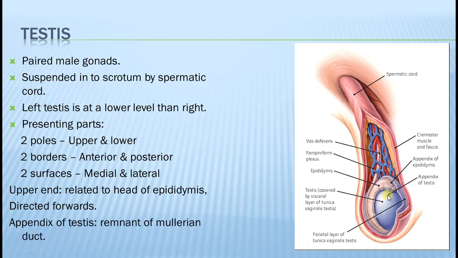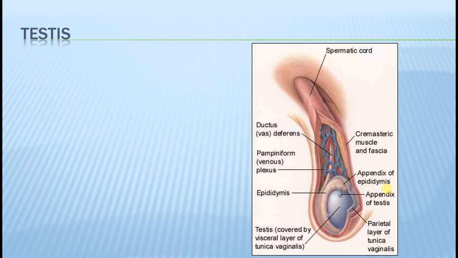Okay. So the appendix of testis is a remnant of Mullerian duct. Mullerian duct is nothing but the paramesonephric duct, which is responsible for the formation of the female genital tract. So upper pole related to the head of the epididymis. Lower end is again related to the tail of the epididymis.